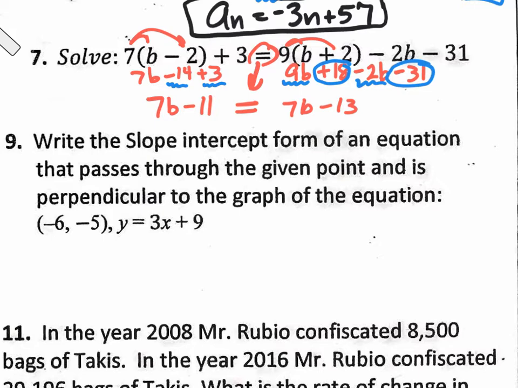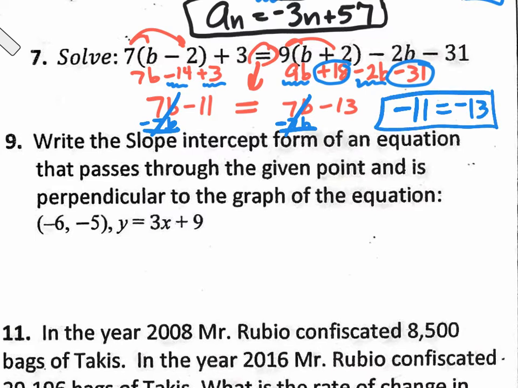I want to get rid of the one on the right side by subtracting 7b, which will make it 0. But when you subtract it over here, it also cancels out. So what do we have left? We have negative 11 equals negative 13. And ladies and gentlemen, that's impossible. So that's when we say no, as in no what? Solution. No solution. Or you could do this symbol right there.